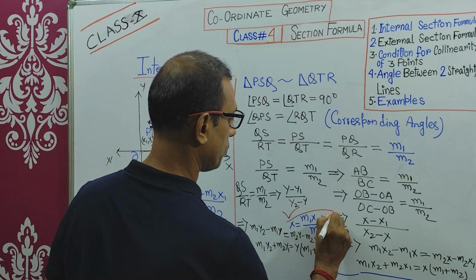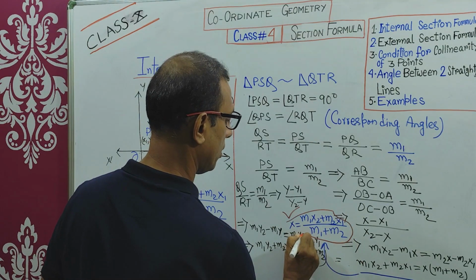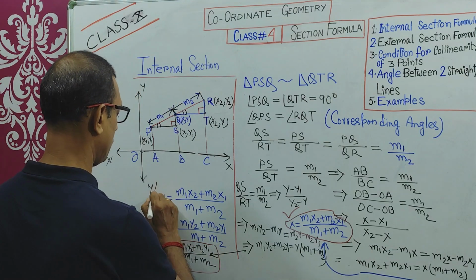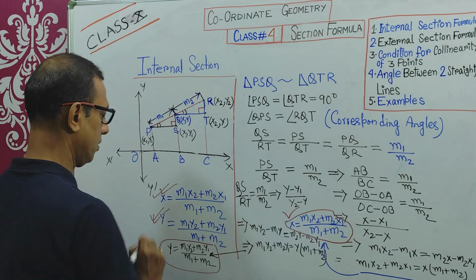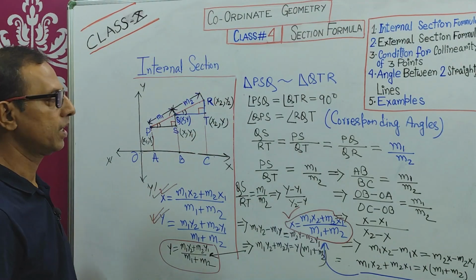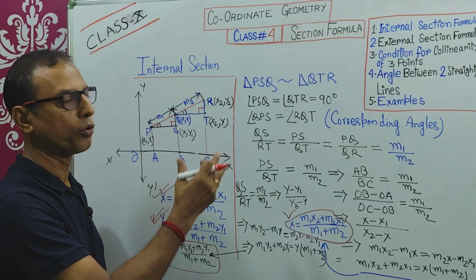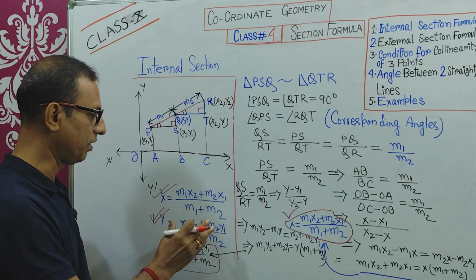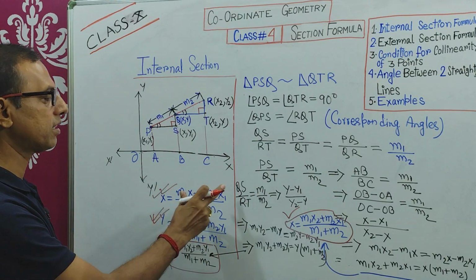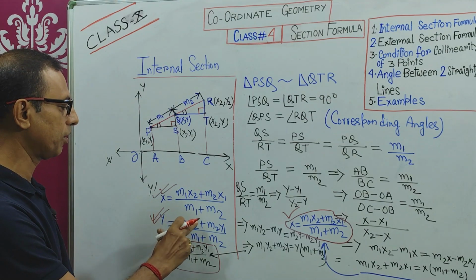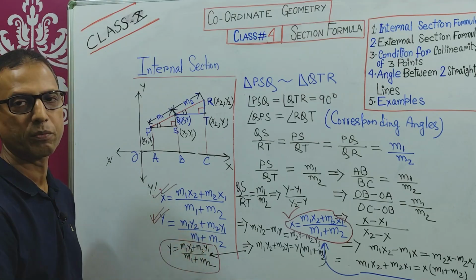This is the formula for x, and this is the formula for y. This is proven with this. So that is how the formula has come, right? For the external division, you can try it on your own. Similarly it will come. The only difference is M1 x2 minus M2 x1 by M1 minus M2, and similarly for the y coordinate, M1 y2 minus M2 y1 by M1 minus M2.